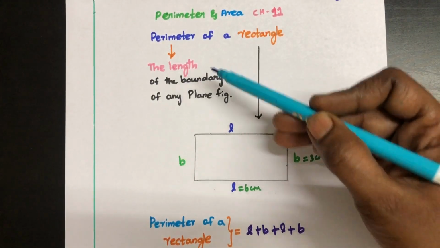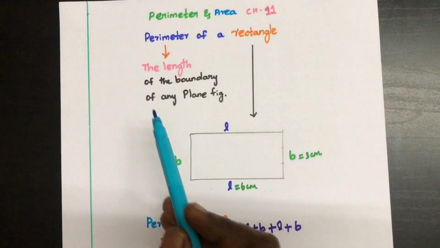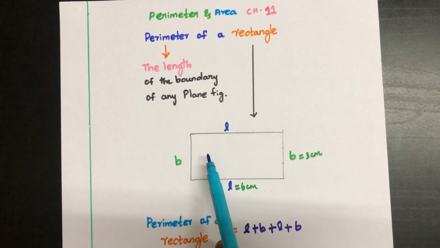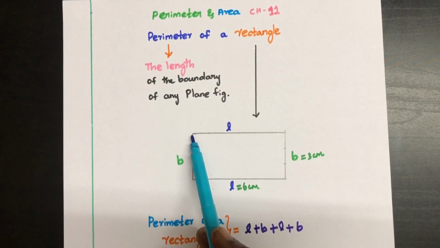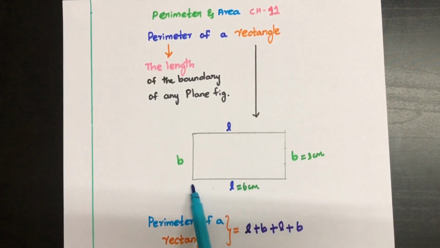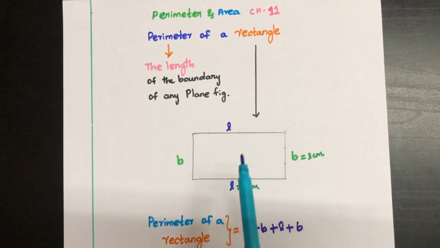Now perimeter. What is perimeter? The length of the boundary of any plane figure. This is a plane figure, right? This is a rectangle. Length of the boundary means full length of this line. Entire length of this line is called perimeter of the shape.